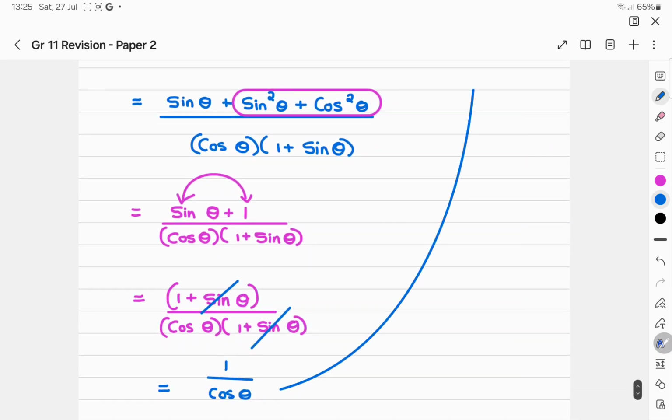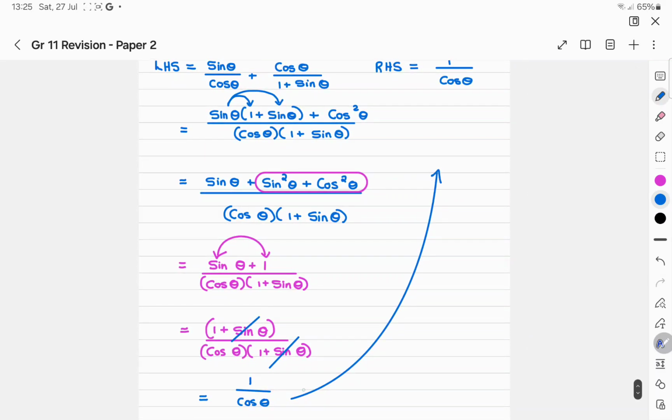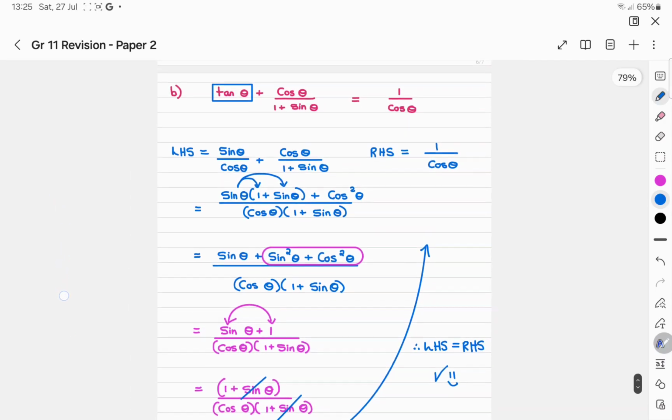Left-hand side. Let me just make it a bit smaller. Thus, left-hand side is equal to right-hand side, and I have proved that they are equal.